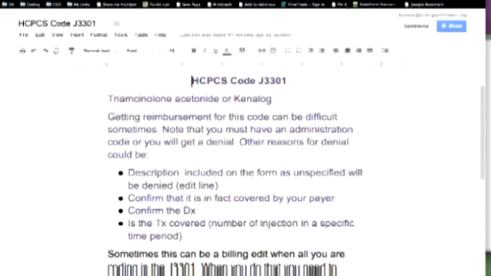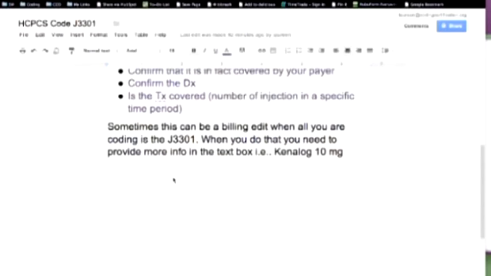Some other things to keep in mind: the description. Several people stated that it needs to state triamcinolone or Kenalog because Medicare will not take a code that's unspecified. And this, even though it says it's for Kenalog, but it also states in the description unspecified. So it has to be spelled out. One person mentioned that you can put it on the edit line. There's different forms that you use for this, and so I didn't go into detail about that.